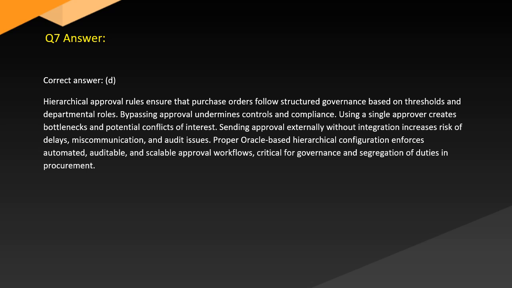Answer. Correct answer: D. Hierarchical approval rules ensure that purchase orders follow structured governance based on thresholds and departmental roles. Bypassing approval undermines controls and compliance. Using a single approver creates bottlenecks and potential conflicts of interest. Sending approval externally without integration increases risk of delays, miscommunication, and audit issues. Proper Oracle-based hierarchical configuration enables automated, auditable, and scalable approval workflows, critical for governance and segregation of duties in procurement.